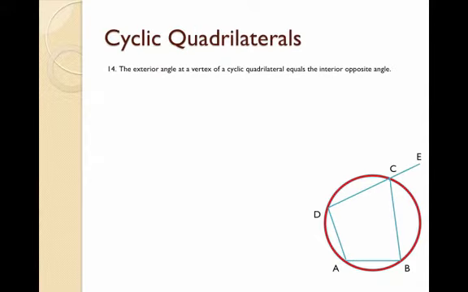The 14th theorem lets us know that the exterior angle of a cyclic quadrilateral equals the opposite interior angle.